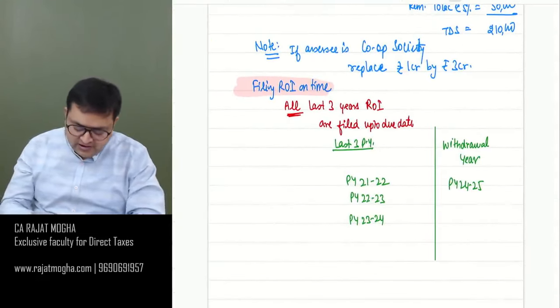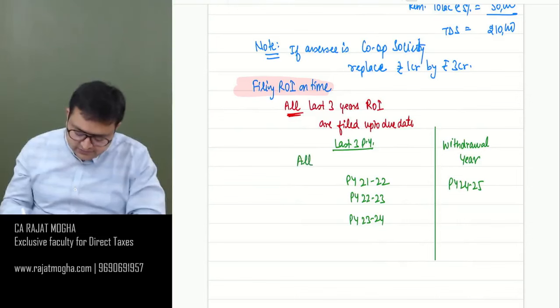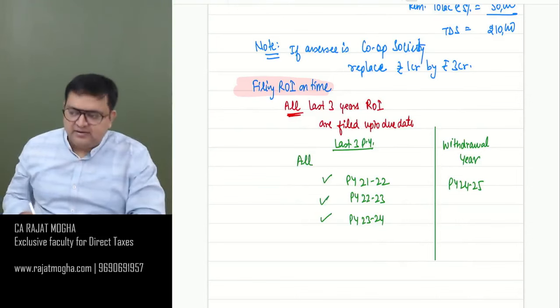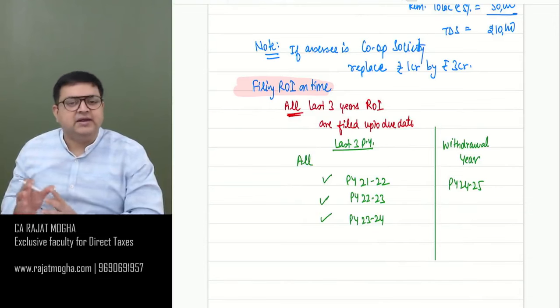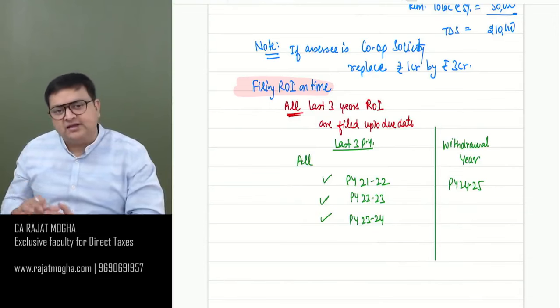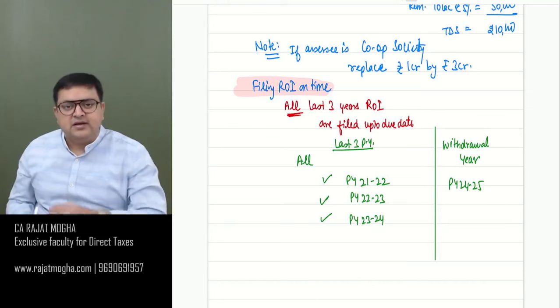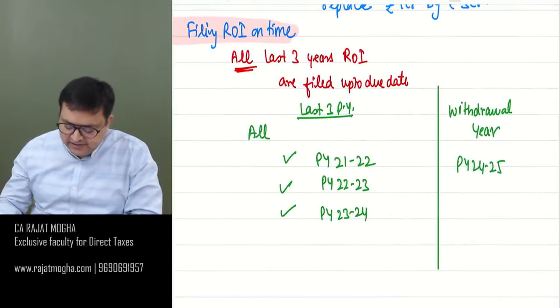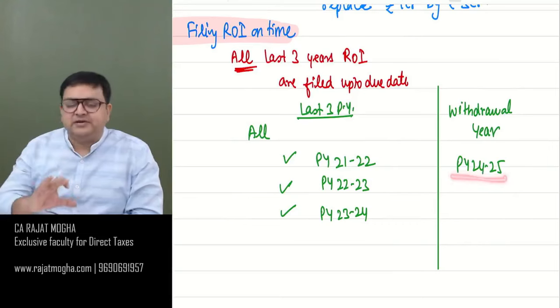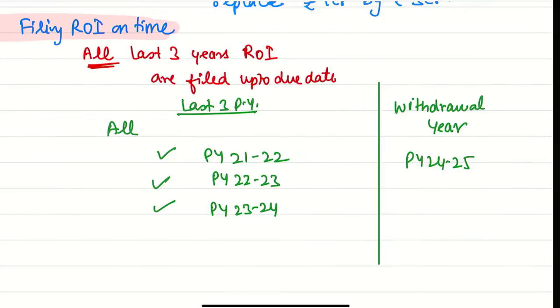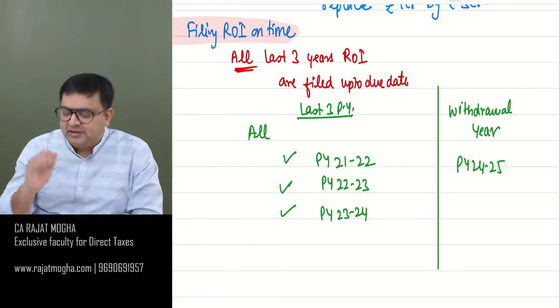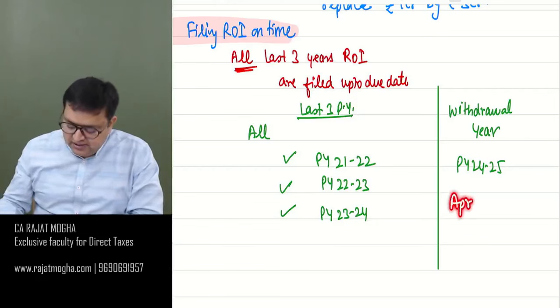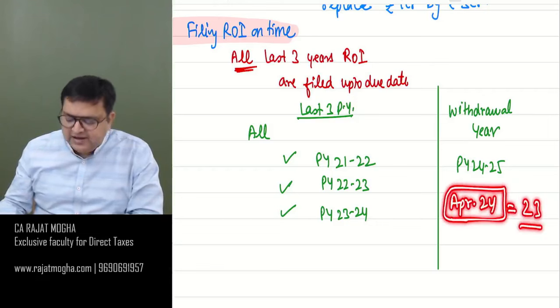So if all the last 3 are filed on time, then it is your first category, otherwise second category. Correct? Now, there is a little more point which is not that important, but still. Practically, let's say a person, for example, Satish, is withdrawing the money in April 24. Let's say he's withdrawing 23 lakh.